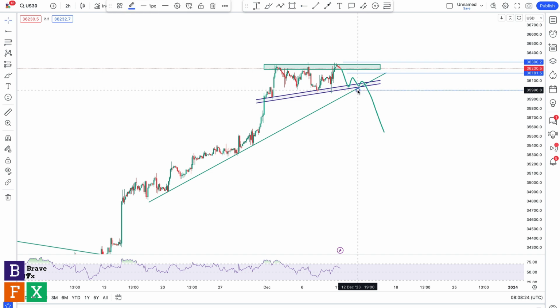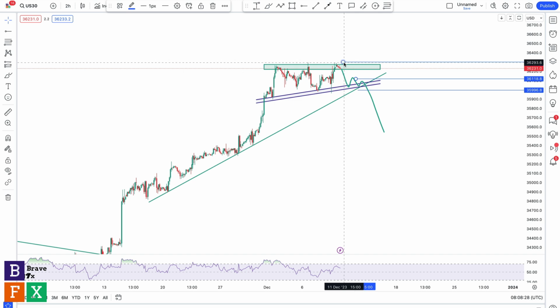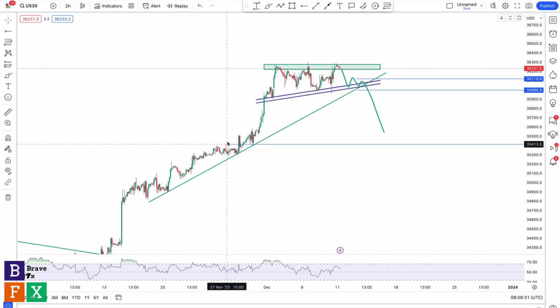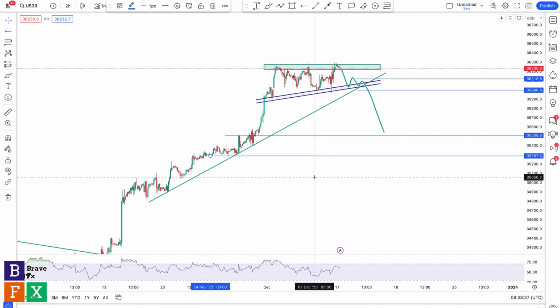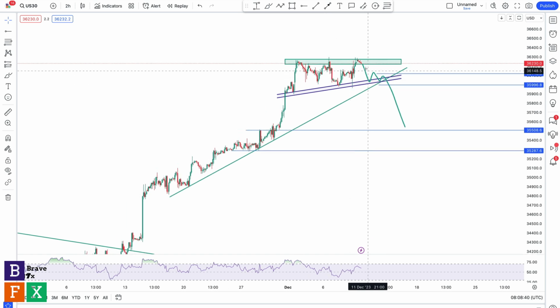So entry is going to be at the breakout, stop loss above the consolidation, at least at the breakout. First take profit target could be around this price level. Second could be here as you trail your position as price keeps dropping. So this is if we indeed get a reversal and a bearish breakout.